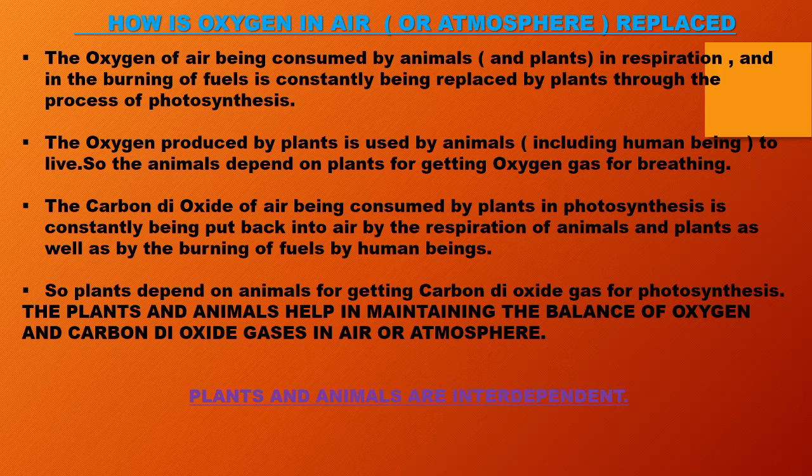Now plants also consume oxygen for respiration, but the production of oxygen during photosynthesis is much more than their consumption. So we can say that plants produce oxygen gas. Plants are constantly refilling the oxygen gas into the atmosphere by photosynthesis. The oxygen produced by the plants is used by the entire animal kingdom of the earth to survive.